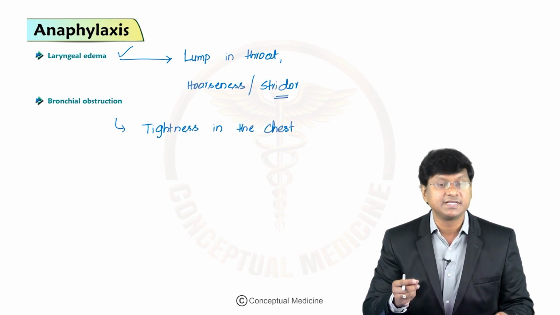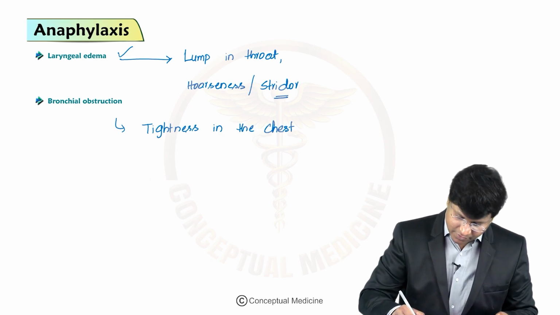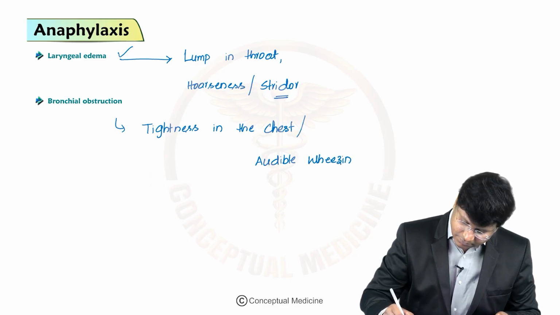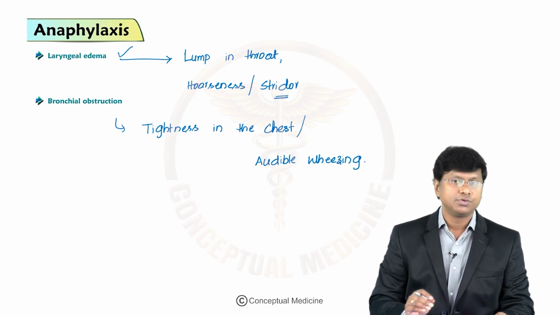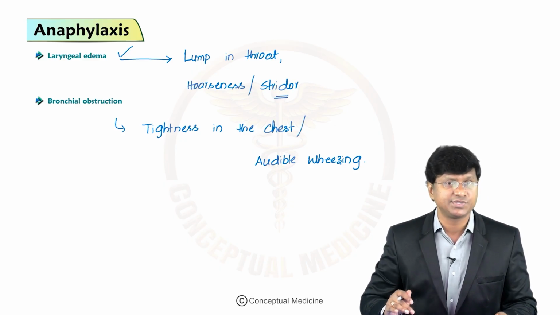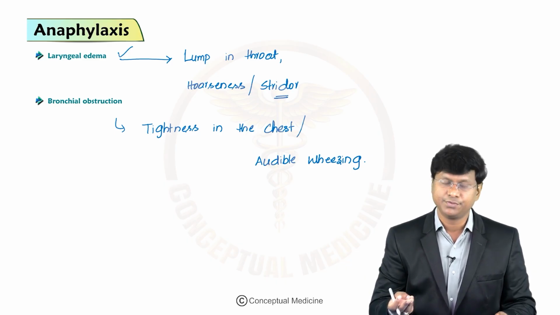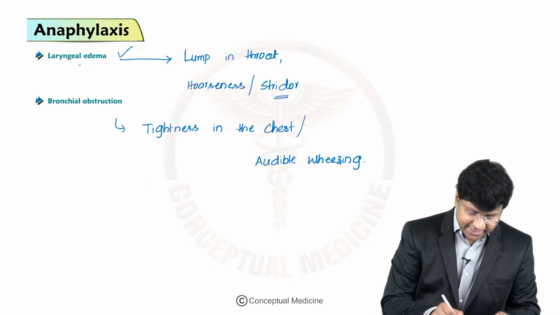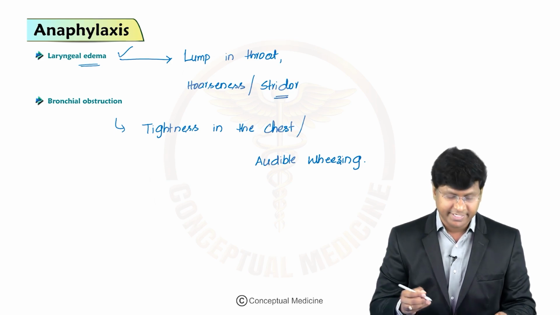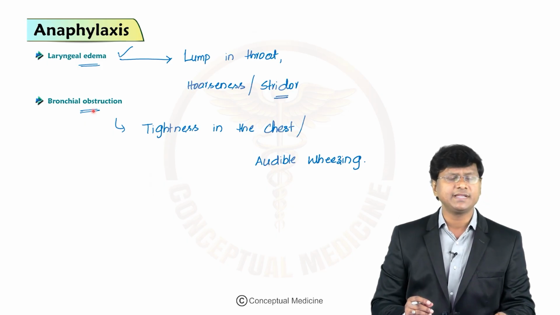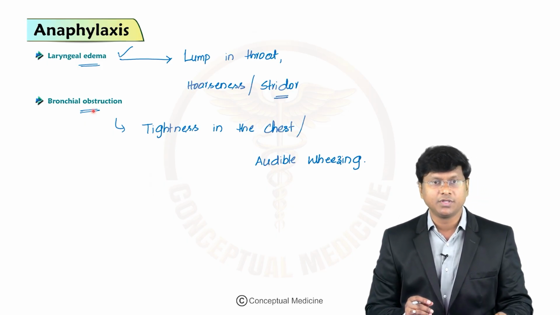That is being manifested as the feeling of tightness in the chest, or there can be audible wheezing. So that is about the bronchial obstruction. I am explaining why anaphylaxis is dangerous. There can be either hypoxia due to respiratory failure, or hypotension due to cardiovascular collapse. The other reasons why anaphylaxis is dangerous are that these individuals can develop laryngeal edema and bronchial obstruction, and that bronchial obstruction will manifest as tightness in the chest or the audible wheeze.